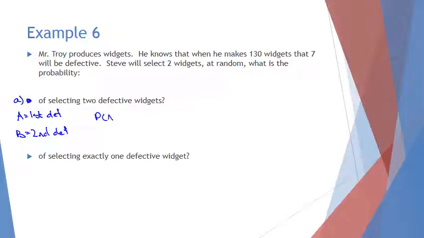So the probability of pulling these 2 defective widgets would be the probability of the first one times the probability of the second, but is it independent or dependent? If Steve removes his first widget and we know it's defective, and then he goes to remove another one, that will affect things. So we're not putting these widgets back. So the first widget, we know that 7 are bad out of 130. And the second bad one, there's 6 bad ones left out of the 129 that are left over. Okay, and then we can get that answer.